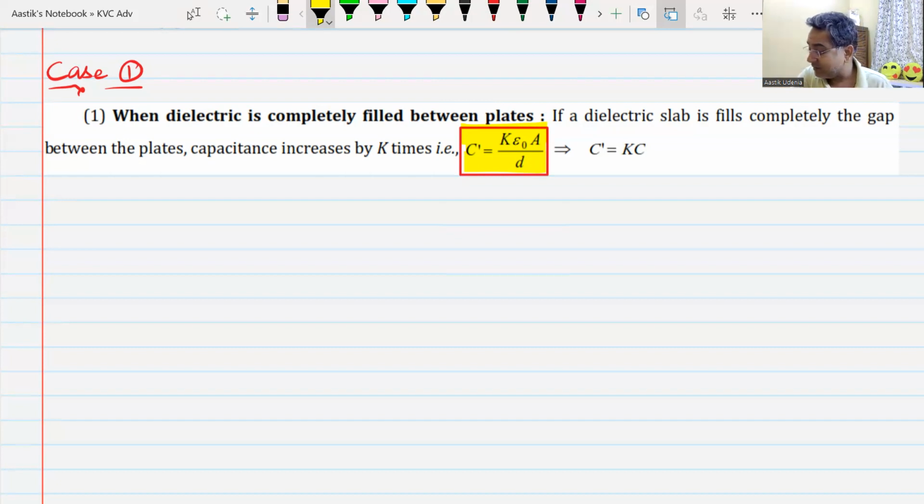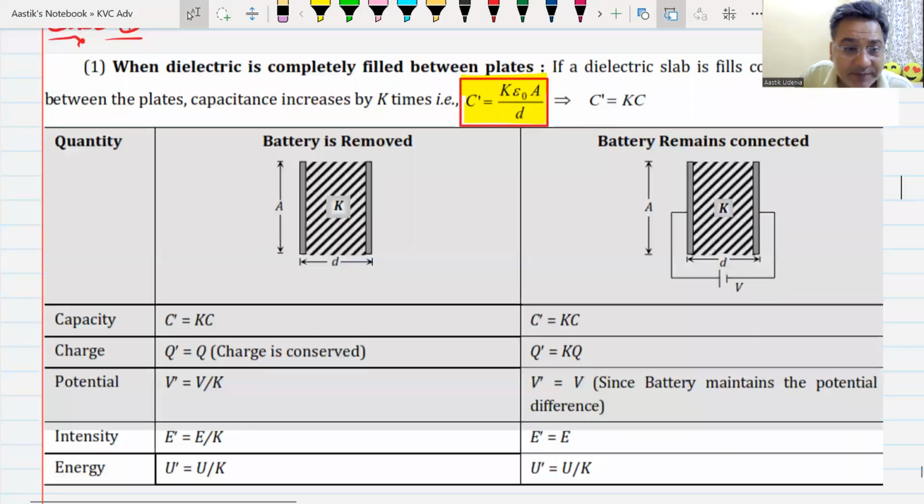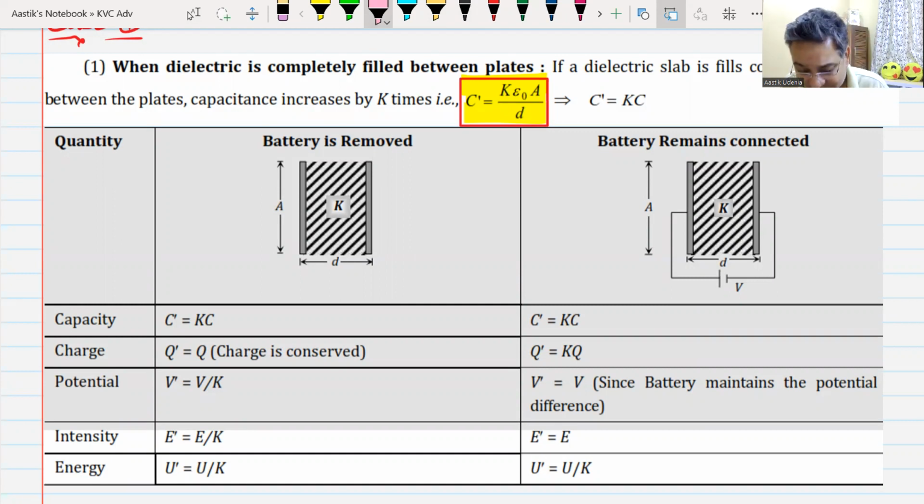Now, whenever this question comes, it will come in two different cases. This can be done with battery connected and with battery removed. Now, you must understand the difference between the two cases: what happens when battery is connected and what happens when battery is removed. Remember, when battery is removed, the charge on the capacitor will remain constant. Because when battery is removed, the capacitor is an isolated body. The charge of an isolated body will remain constant. We understand this? Yes, sir.